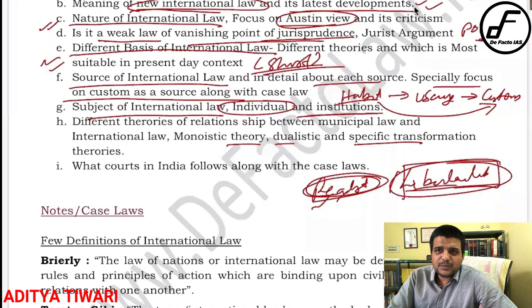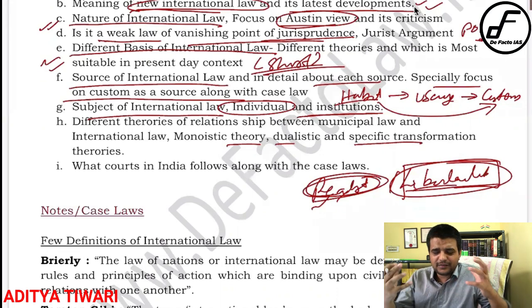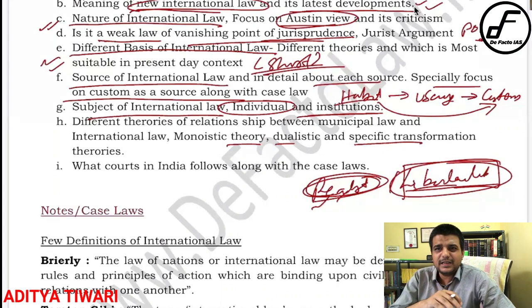The specific transformation theory says that initially it is the municipal law which is being made, but when the people of different municipalities or different countries started to interact with each other, the same municipal law basically transformed itself into international law. Right? So that is the specific transformation theory, and that makes sense as well, right?